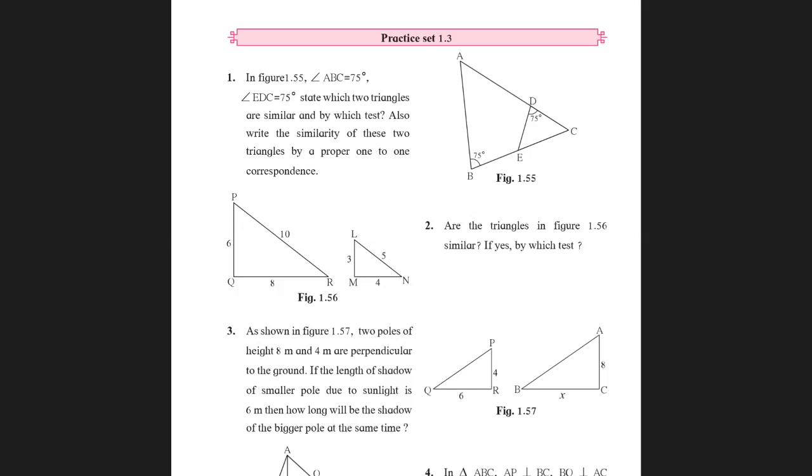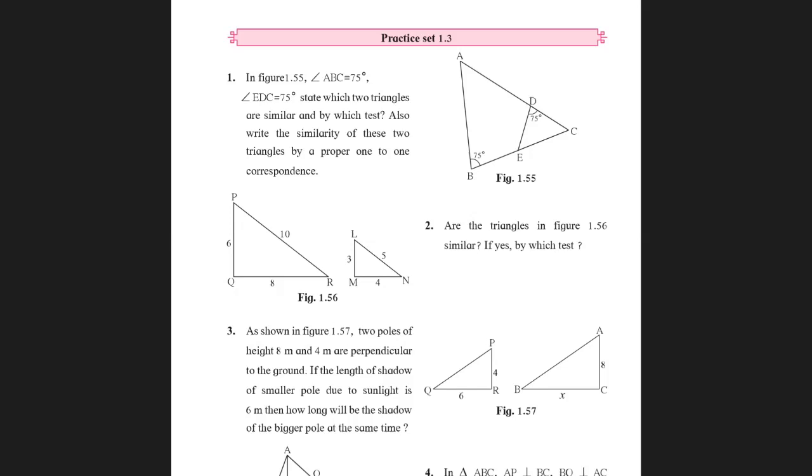In the figure, angle ABC is 75 degrees. Angle EDC is equal to 75 degrees. State which two triangles are similar and by which test. Also, write the similarity of these two triangles by a proper one-to-one correspondence. Now, which are the two triangles which you can see in the figure? You have ACB and you have ECD. All right, you have these two triangles in the figure 1.55.